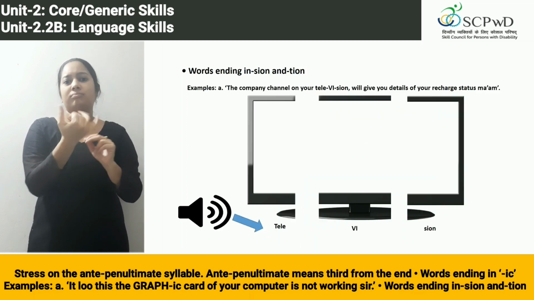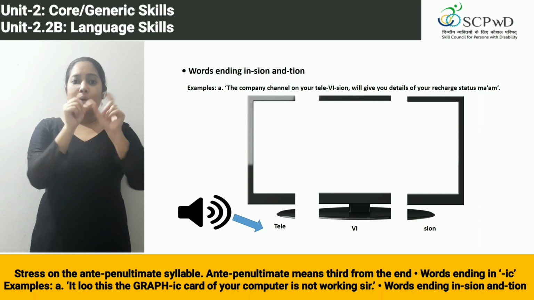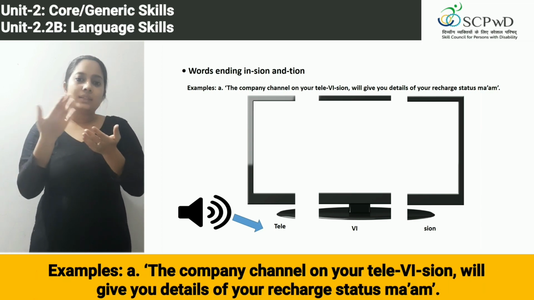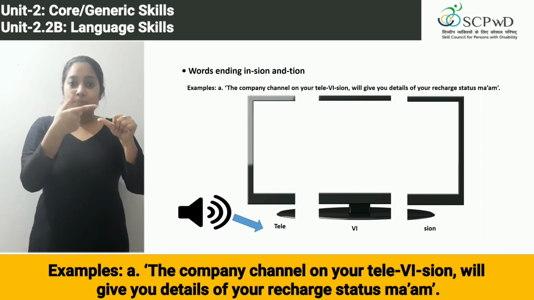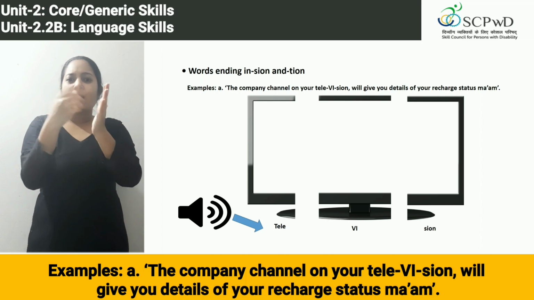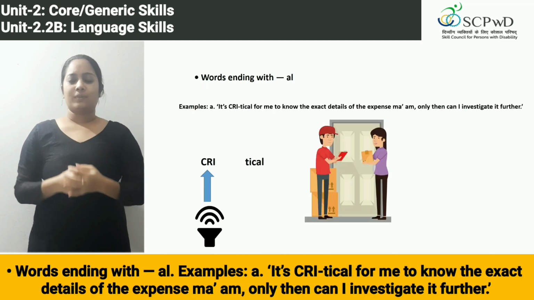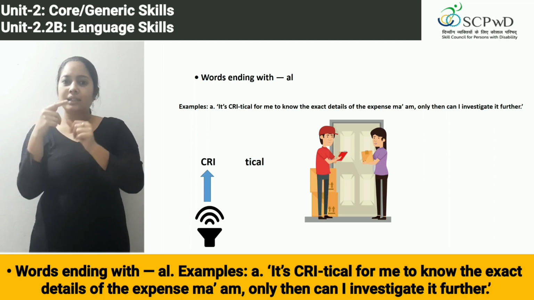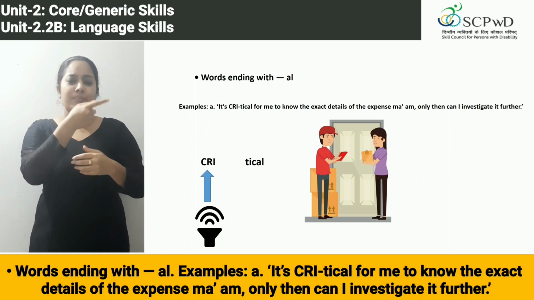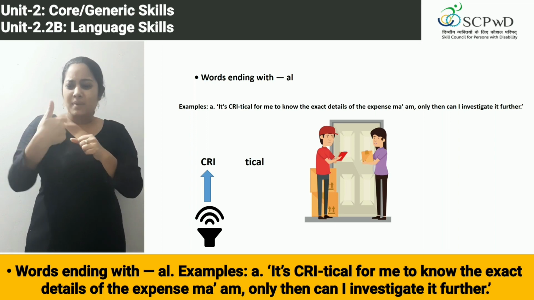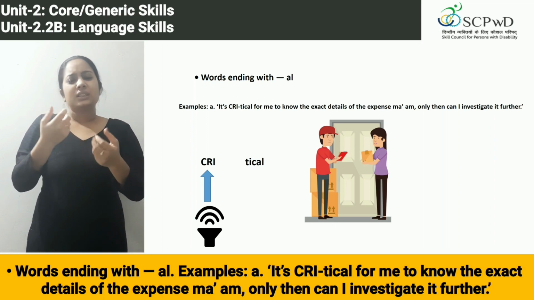Words ending in SION or TION. Example: A. The company channel on your television will give you details of your recharge status, ma'am. Words ending with AL. Example: it's critical for me to know the exact details of the expense, ma'am. Only then can I investigate it further.